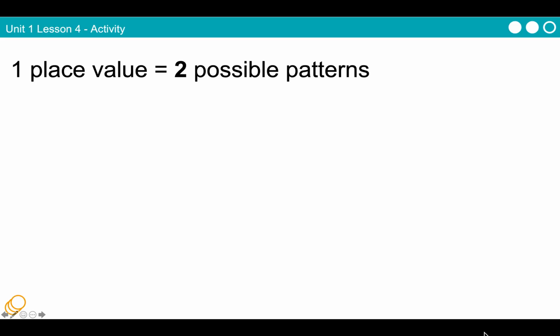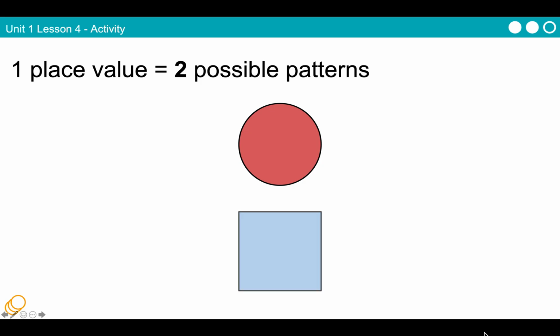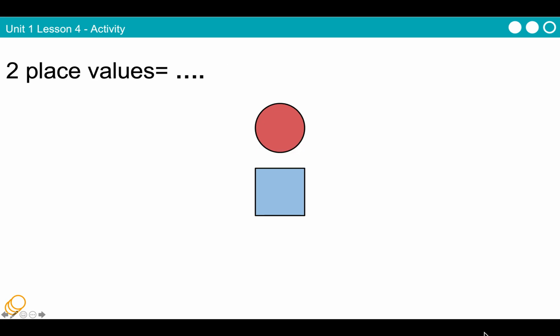All right, so one place value is two possible patterns. So when we go back to a square and circle, one place value is two possible patterns. You can have either a circle or a square because we've just got space for one item. So we've either got a circle or a square. So one place value is two possible patterns.